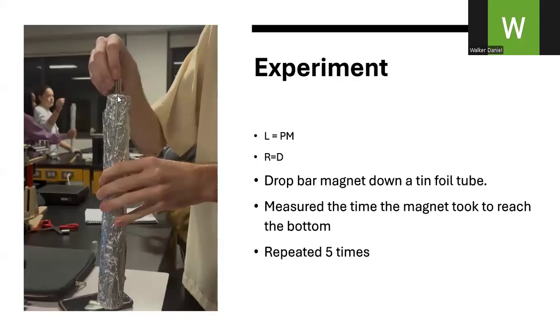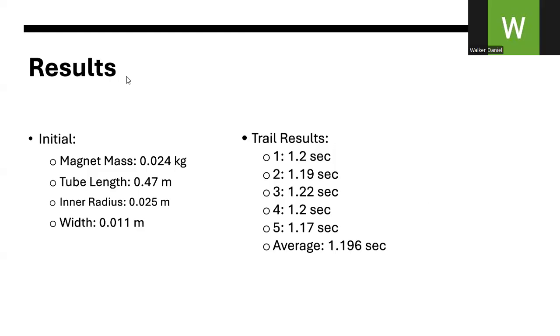So for our experiment, first we had to drop a bar magnet down a tinfoil tube. Then we measured the time the magnet took to reach the bottom, and then finally we repeated this four more times in order to get the average. And this is what our results look like.